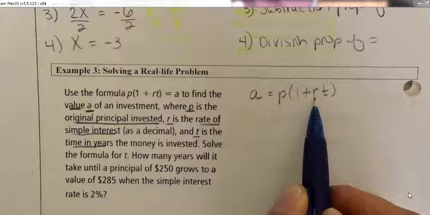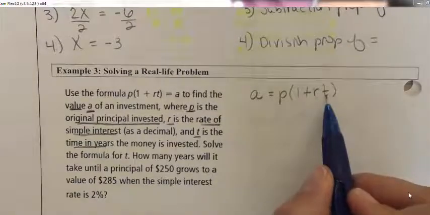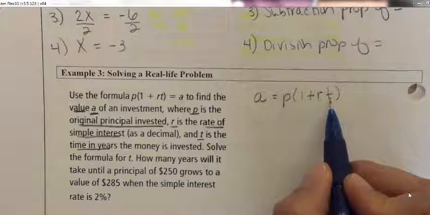R is the rate. So for example, if you invest your money in the stock market, sometimes you get like a 5 or 7 or 9% interest rate return. If you invest in like a bank, could be less than 1% interest return. Okay, so banks, if you just put it in a savings account, you get a percentage of 1%. It's very small. And T is your time. Okay, so we need to solve this for T.